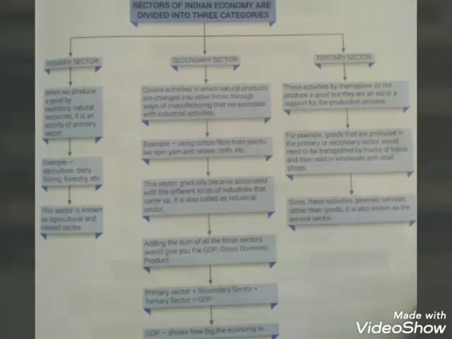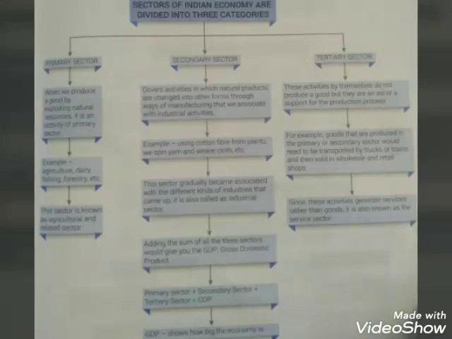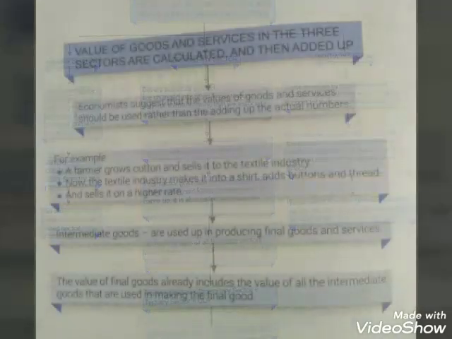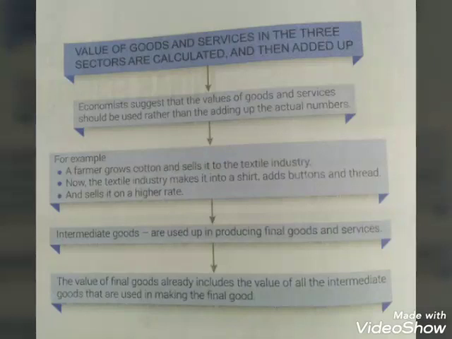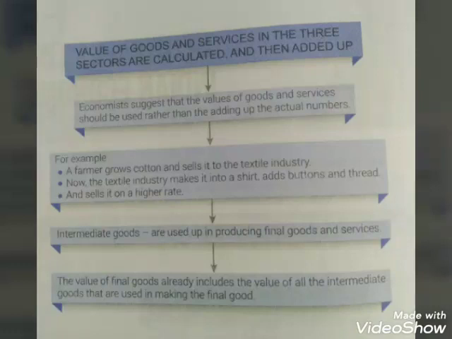Now with so many goods or activities or services, let us say thousands of goods and services produced, it becomes impossible to know how many cars or how many computers or, let's say, how many nails or furniture have been produced in each sector. And then how to categorize those goods into different sectors. So economists suggested that the values of goods and services should be used rather than adding up the actual numbers. That means to get around this problem, instead of counting the number of cars or the number of other goods, why not consider the values of goods and services rather than adding up their actual numbers.